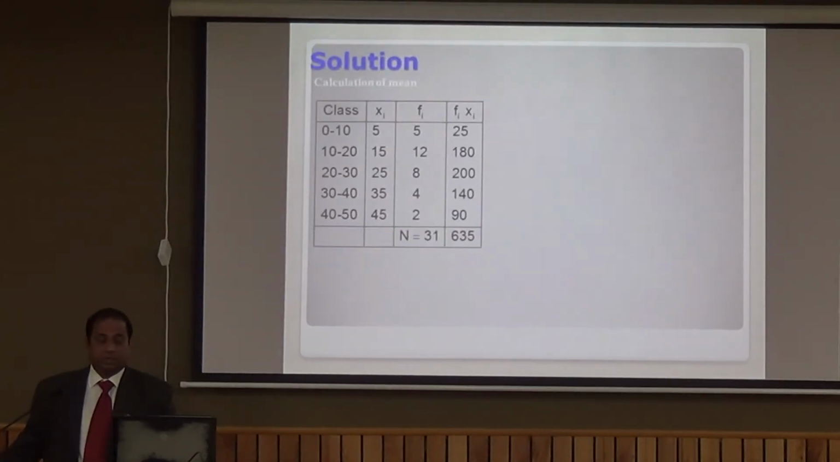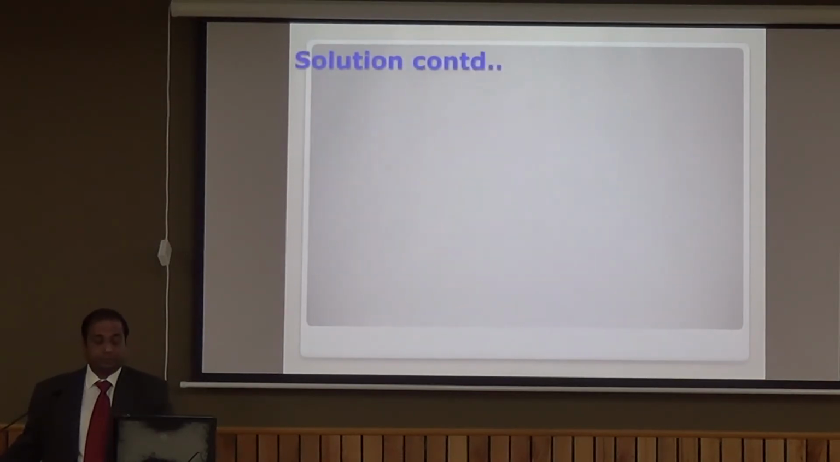So we start calculating the mean first. We'll take the class, find out the middle values xi, and the corresponding frequencies we have written. We'll multiply to calculate fi into xi. We'll get the sum, that becomes 635, the summation of fi into xi. The sum of frequencies here is 31. Then we apply the formula to calculate the mean, that is summation of fi xi upon capital N, and we get the value 635 upon 31, that is 20.48, which is the mean.